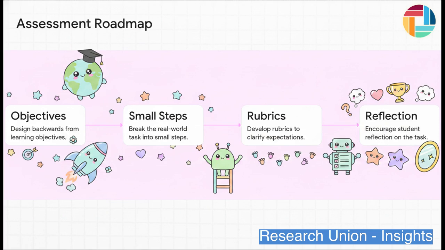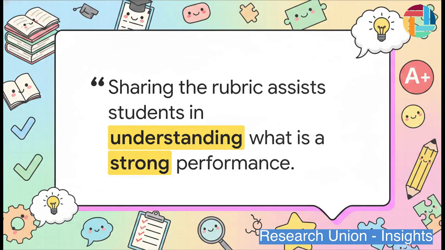Step 3. Develop rubrics to clarify expectations. Honestly, rubrics are the absolute heroes of authentic assessment. They reduce friction, they make subjective grading objective, and they make the whole thing scalable. And step 4, encourage student reflection. Having students reflect on the task helps them recognize their own learning and helps you see exactly where they got stuck.